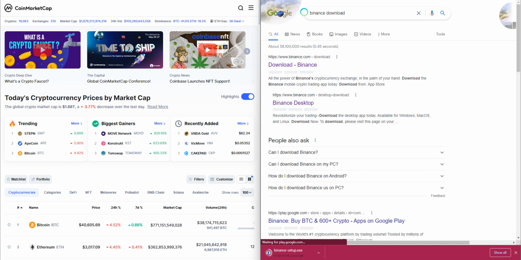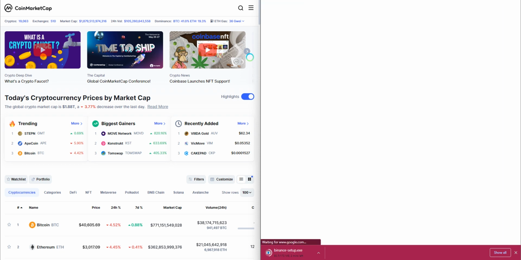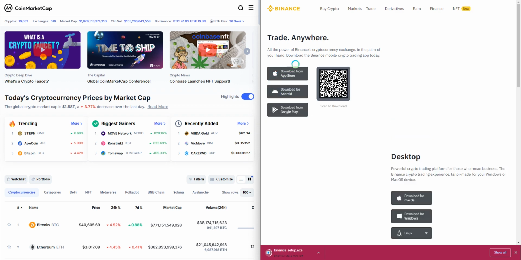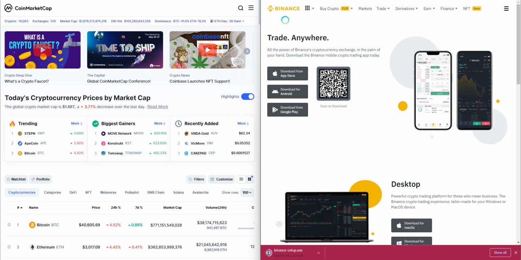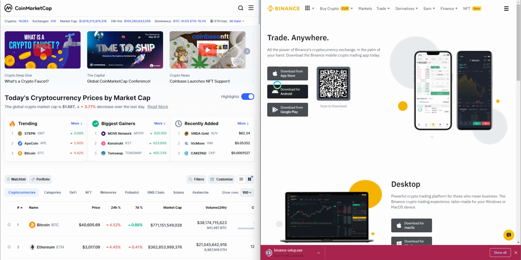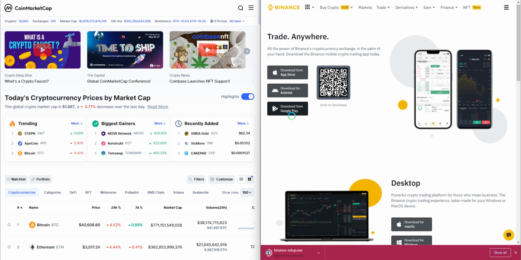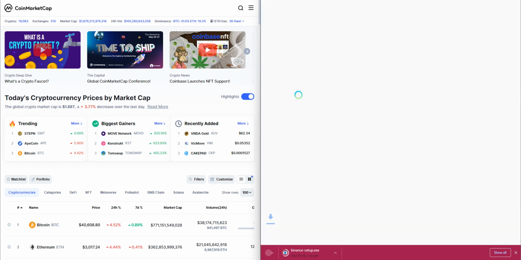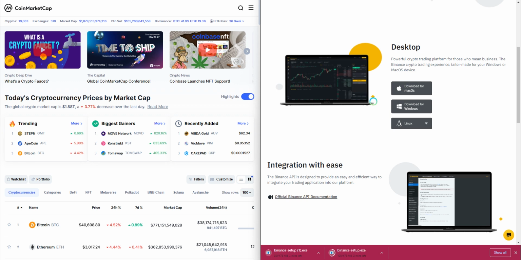First, we search on Google for crypto by Binance site. This is the official Binance website. You can check. Yes, I want to download for PC. There are downloads for app, download for Android, download. I just want it for Windows. Yes, just click on download. The Binance wallet will be downloaded.